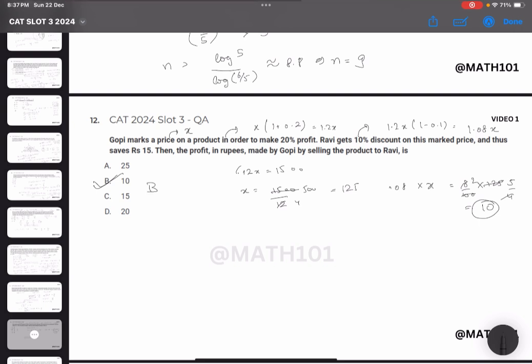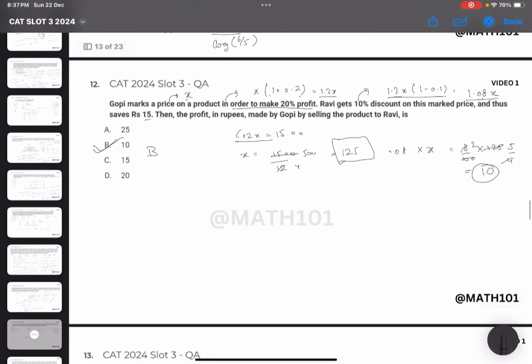So what we did was assume the price of the product to be x, then 20% profit would mean 1 plus 0.2 times x, 1.2x. The 10% discount we followed again, and we have the profit which Ravi makes, that is the discount given to Ravi, that is 1.2x minus 1.08x, that is 0.12x, which is equal to 15, giving the value of x to be 125. Then the profit that Gopi made is 1.08 times x minus x, so that is 0.08 times x, that is 10 rupees.